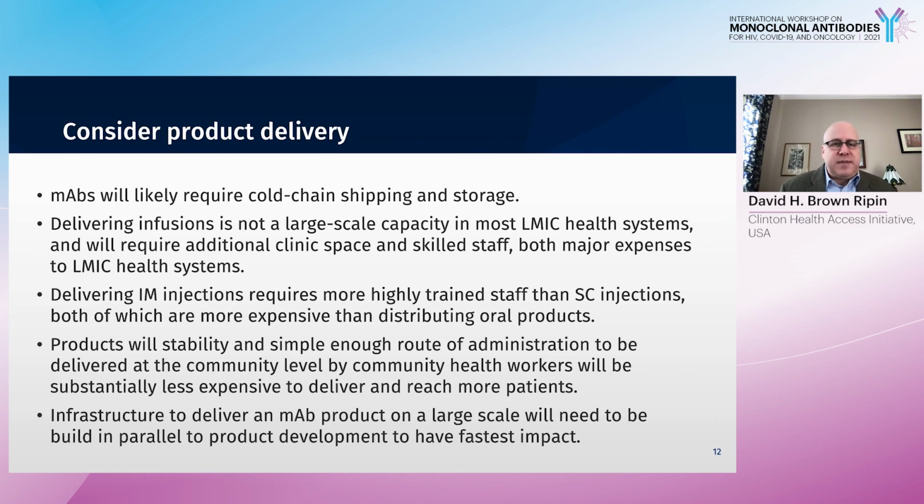Products with stability and simple enough route of administration, as just mentioned, which can be delivered at the community level by community health workers with minimal training, will be substantially less expensive to deliver, and our delivery programs have substantially more reach and therefore the potential to reach more patients. And finally, the infrastructure to deliver monoclonals on a large scale needs to be built, as I mentioned, in parallel and not sequentially in order for this program to have its fastest impact.